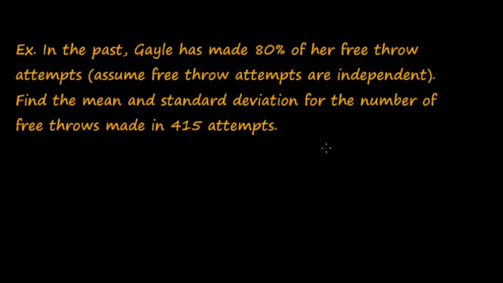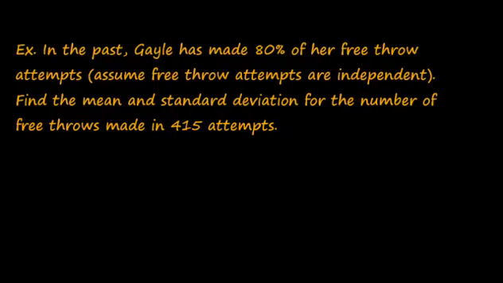Okay, in the past, Gail has made 80% of her free throw attempts, and we're going to assume free throw attempts are independent. We're going to look at a trial of free throws. In this case, we're not drawing free throws and sampling them with or without replacement, because clearly these are things that happen and we can't replace them. We're starting back at 0 each time, but assuming that they're independent, in other words that the fact that she maybe misses one doesn't affect her ability to get the next one. That's what we have to assume here.